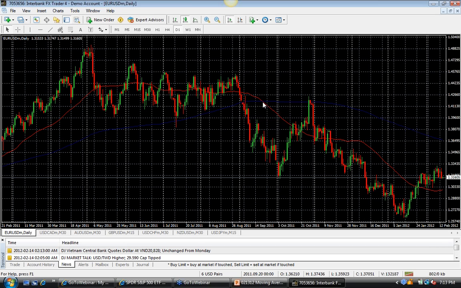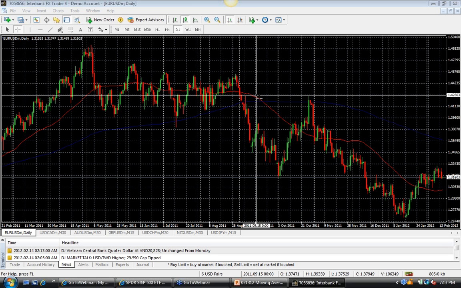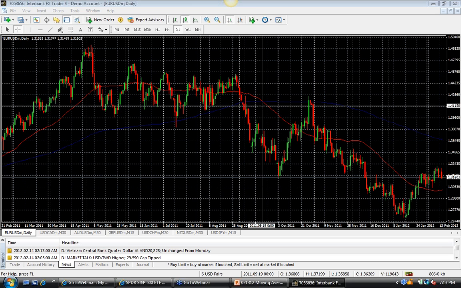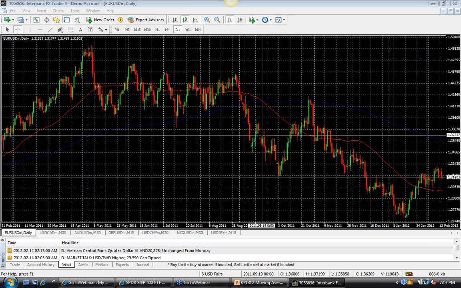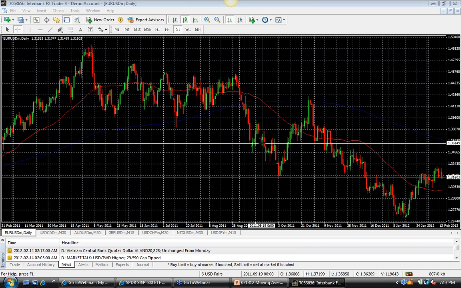So the idea is when this crosses over, the price, let's see where the price was. The price was right here. I'm sorry, I'm just going to move this webinar toolbox over here so I can see. So it crossed when the price was roughly 36.20 or so. So 36.50, 1.3650.